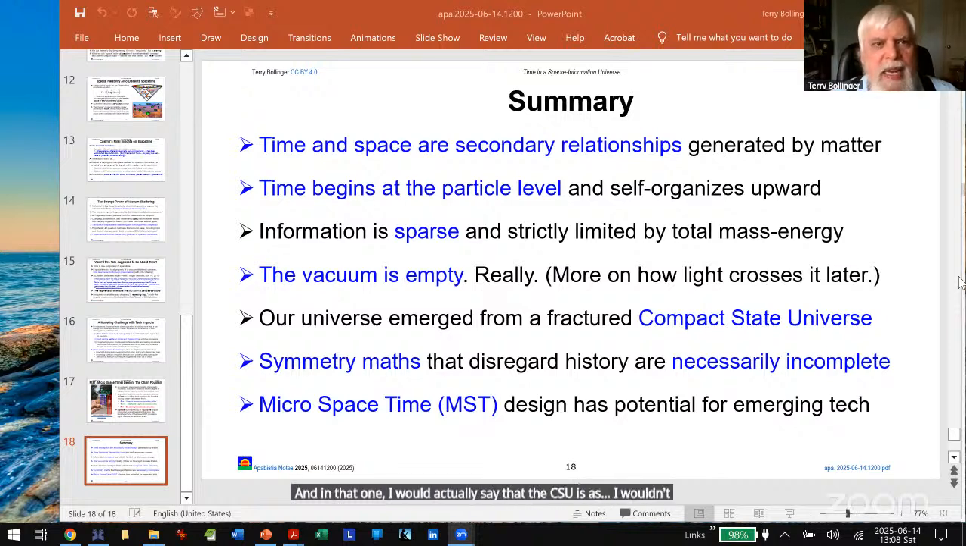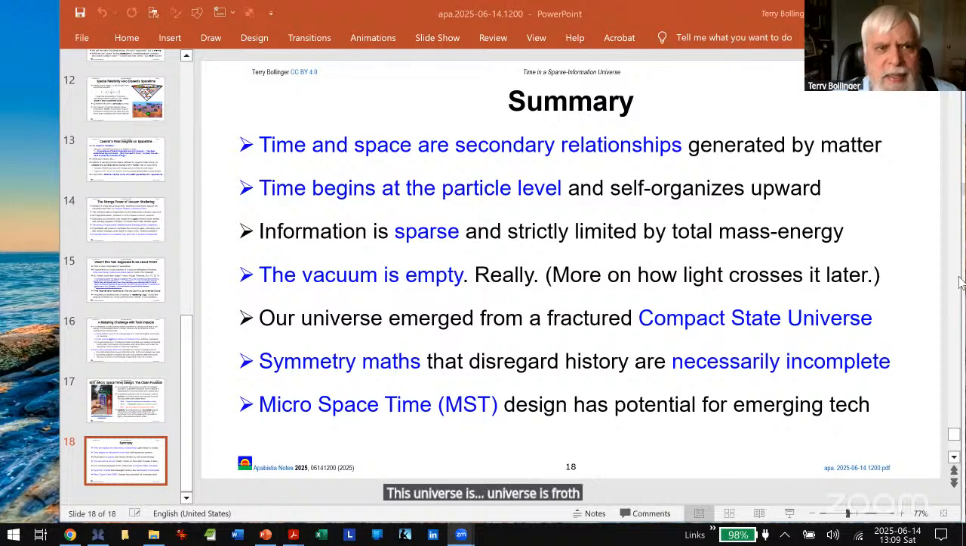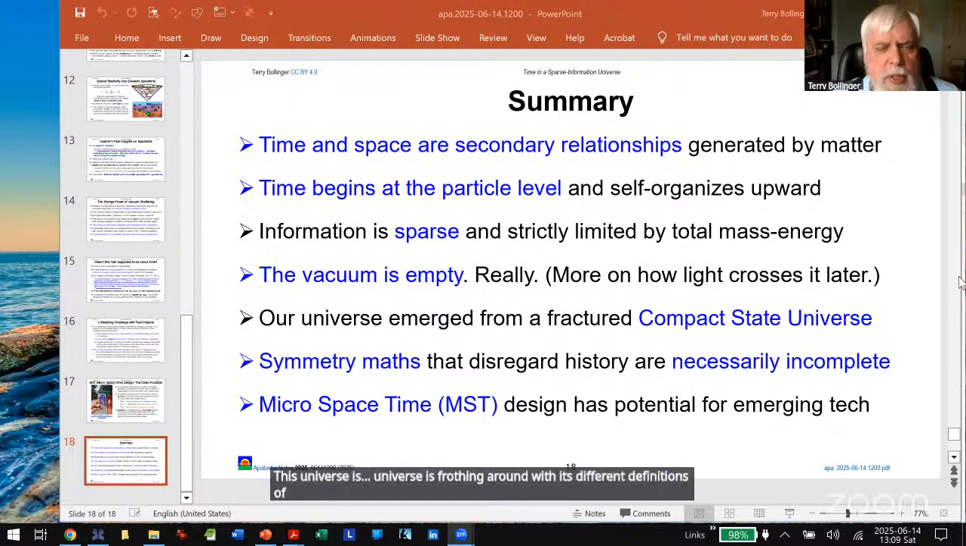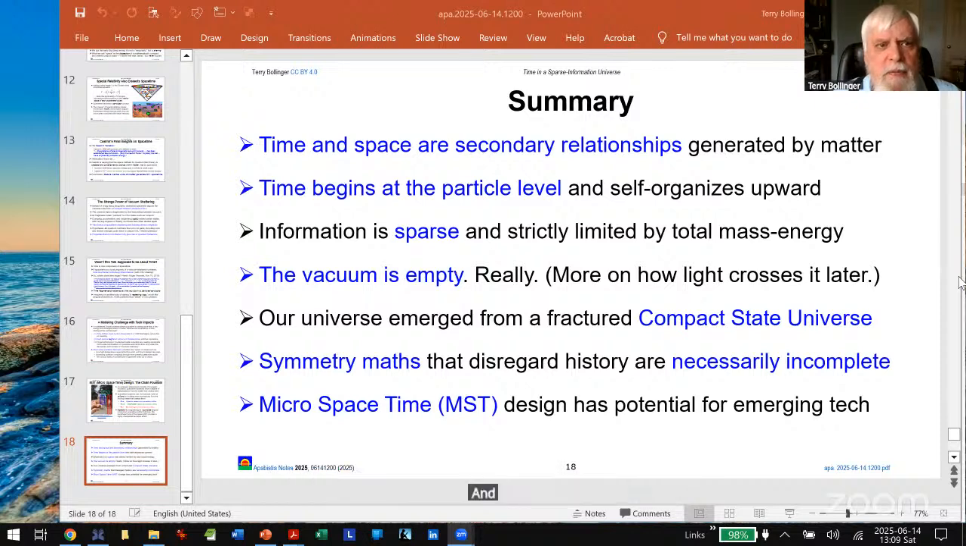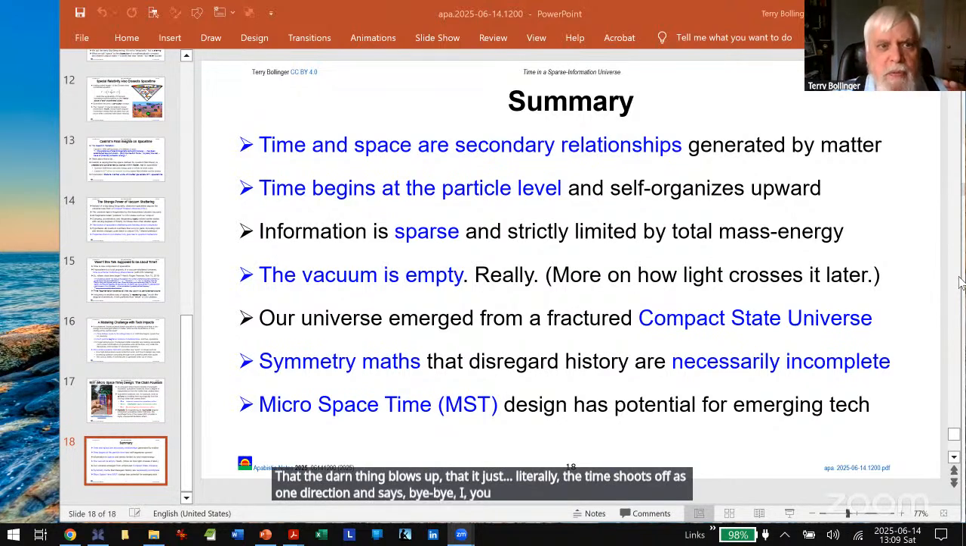I wouldn't state adamantly that it's invariant, but it's extremely conservative. It's almost like a game. If you can imagine that this universe is frothing around with its different definitions of frequency and of pair production, and at some point, enough pieces get together that they create a consolidated concept of time, one that is sufficiently strong, sufficiently large scale, that the darn thing blows up, that the time shoots off in this one direction and says, bye-bye, I want to do my own thing for a while.